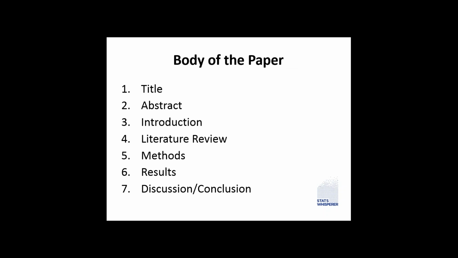So the body of the paper, again, our magic number 7. We'll consider 7 little pieces. First, the title, next the abstract. Third, the introduction. Then the literature review and methods. And then 6, the results. And then 7, the discussion and conclusion.